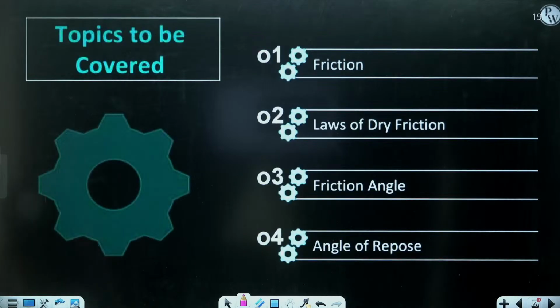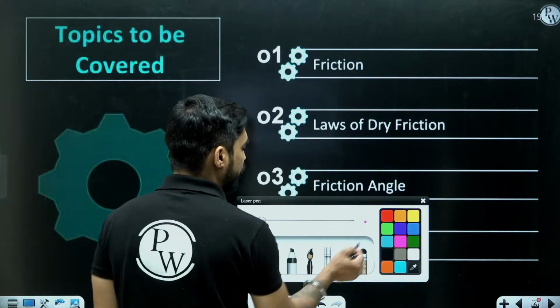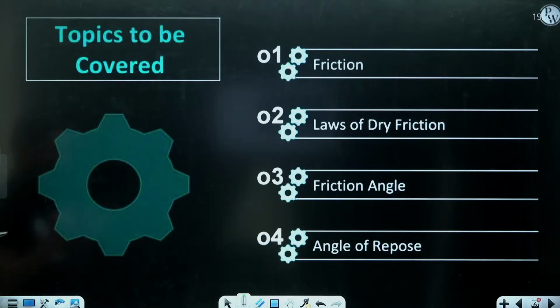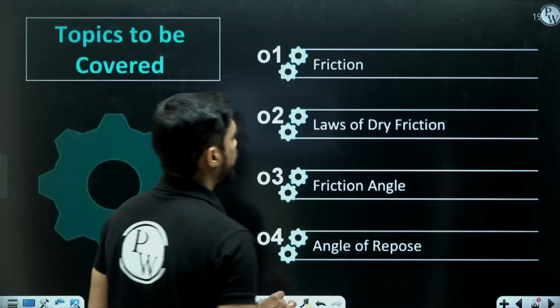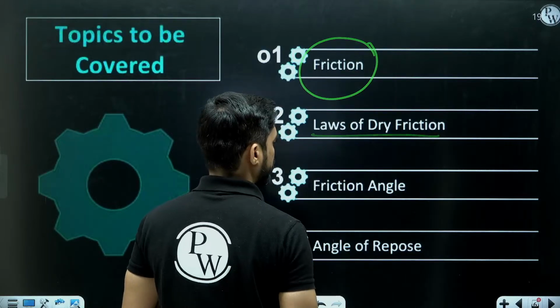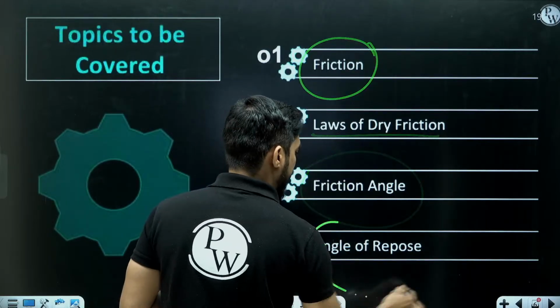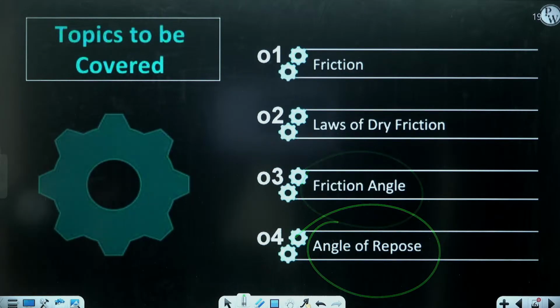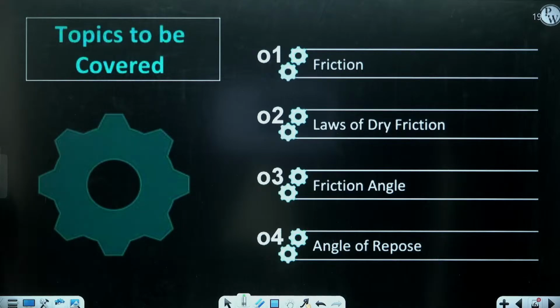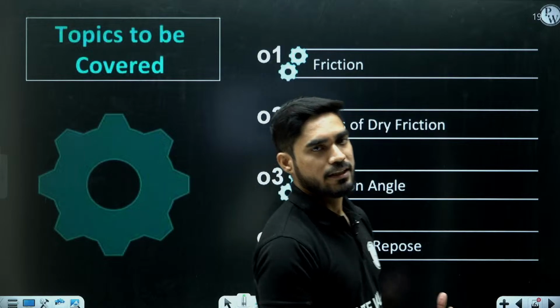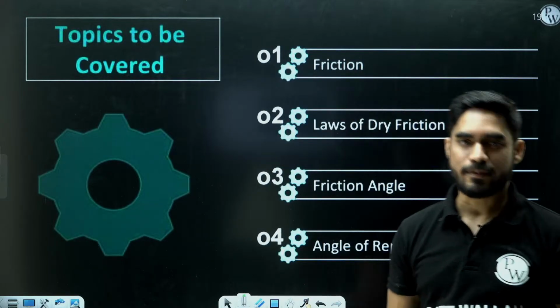Now let's move on to today's lecture. So today we are starting a fresh new chapter called friction and its applications. And in that chapter, in this lecture, we are going to learn about the concept of friction, laws of dry friction, friction angle, angle of repose. Means we are going to study the basic concepts related to friction. Before we start solving numericals related to friction, we need to first understand the basic concepts.